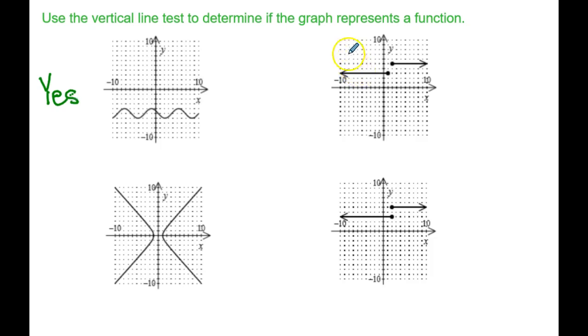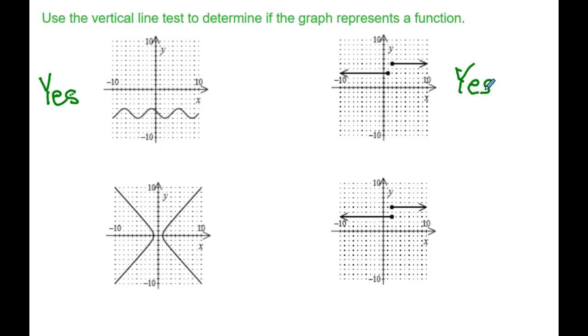If we go to the second one, same idea. If we construct a vertical line anywhere through the graph of this relation, it is going to only intersect at most one point. So again, this would be yes. This relation is a function.